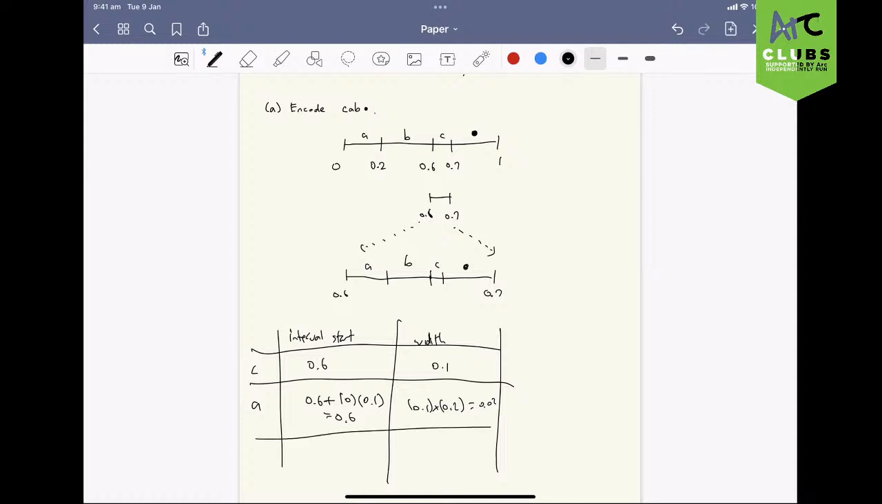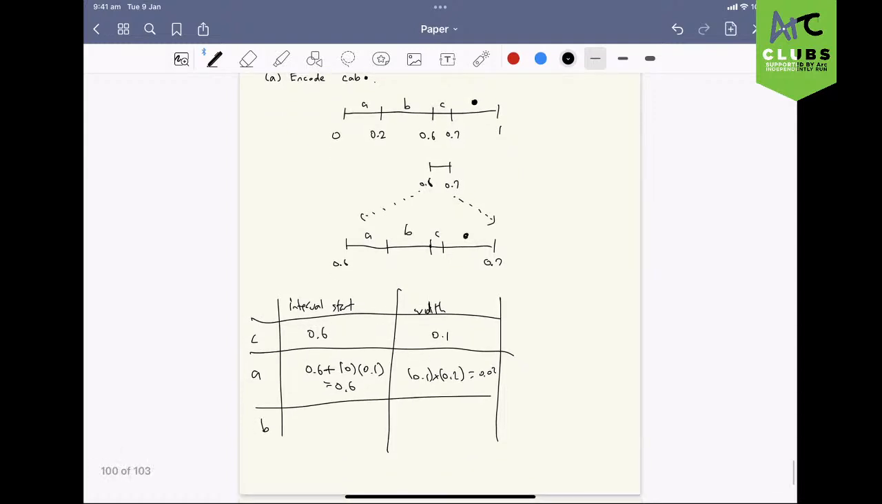For the next symbol, we do the same thing. We do the previous start position plus the width of the previous interval, so 0.02, times the start position of the B interval, which is 0.2. And that gives you 0.604, and the width is the previous width times the width of the B interval, which is 0.4. That's 0.008.